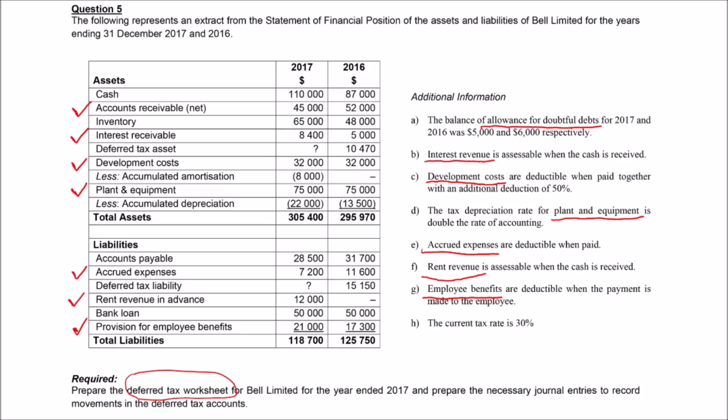So these 7 accounts of assets and liabilities are the accounts that you need to include on the deferred tax worksheet. After that, the main thing for you to do is to compare the carry amount and tax base individually, and that's not hard to do. But before we do that, let's write down all the relevant accounts on the deferred tax worksheet first.